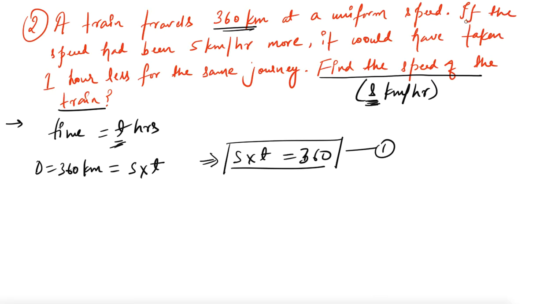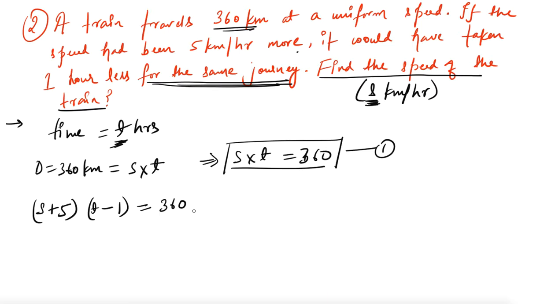Now reread the second statement. If the speed had been 5 kilometers per hour more, what is our speed? s. If it was 5 kilometers per hour more, what is my new speed? s plus 5. It would have taken 1 hour less. Time taken initially was t hours, so time taken is 1 hour less than that, t minus 1. For the same journey, the distance traveled is still the same, so the product of the new speed and the new time is still equal to 360 kilometers. So this is my second equation.